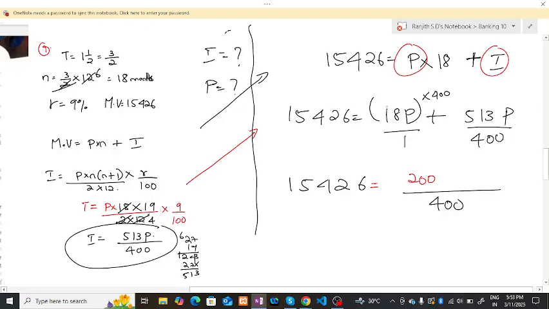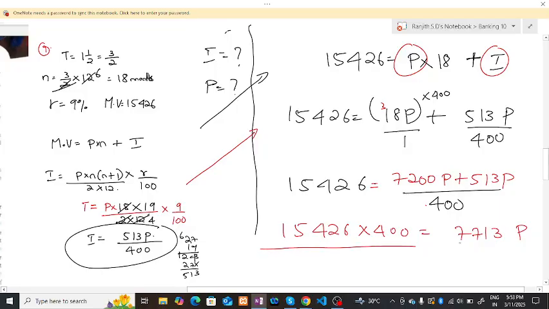4 8s are 32. 4 1s are 4. 7200p plus 513p. Now this 400 will get multiplied here. 15426 into 400 is equal to 7713p. Keep p as it is. Bring down this 7713. Reduce it, you'll get the answer.